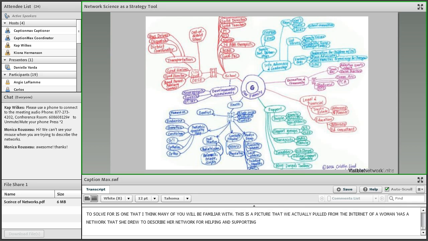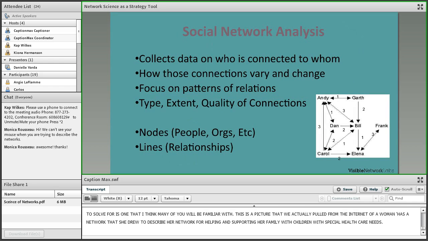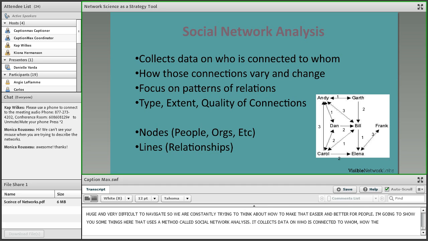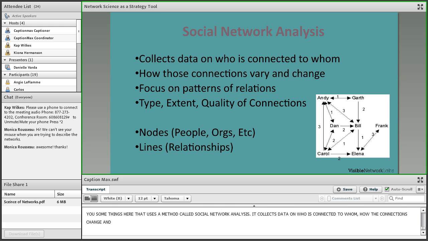The problem that we were trying to solve is one that I think many of you are going to be really familiar with. This is a picture that we pulled from the internet of a woman's network that she drew to describe her network for helping and supporting her family with children with special health care needs. Obviously it's complicated, it's huge, and very difficult to navigate. So we're constantly trying to think about how to make that easier and better for people.